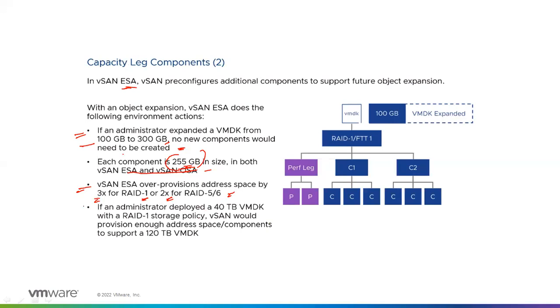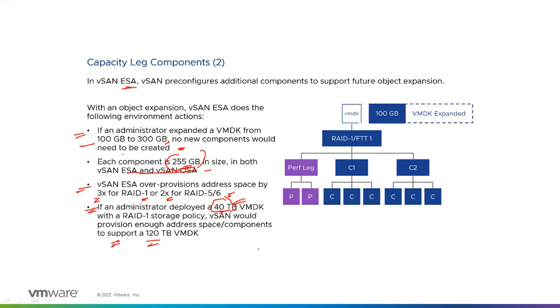So a simple example: if an administrator deploys a 40 TB VMDK with a RAID 1 storage policy, vSAN would provision enough address space components to support the additional 120 TB. Why is it saying 120 TB? Because 40 TB is my original disk size, with the RAID 1 policy.